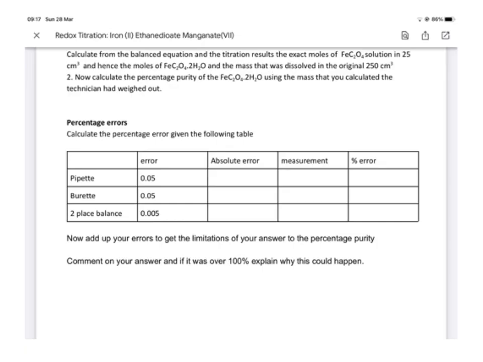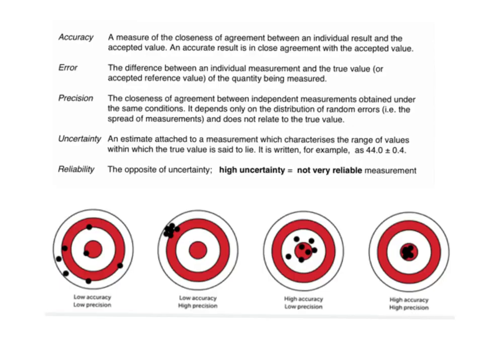In the redox titration that you carried out to determine the percentage purity of the iron ethane dioate, you titrated it against a solution of potassium manganate 7. What you had to do is calculate the mass that the technician had weighed out, and then calculate the percentage error for each of the pieces of apparatus that were used in the experiment, and then use that in your evaluation. Let's get a clearer idea of those terms.